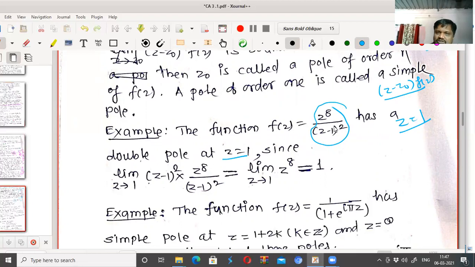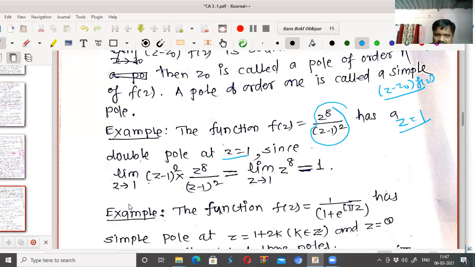Now, we can remove the singularity by redefining this function and finding the limit of this function as z tends to z0. If it exists, then we call it a removable singularity. Okay, that is one matter, another matter. So now we will see what about the pole of order which one.